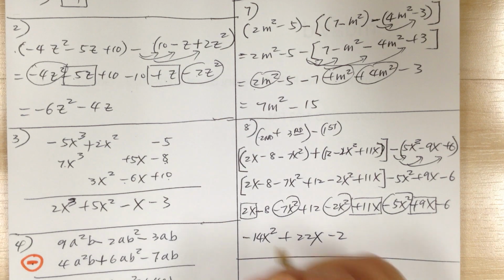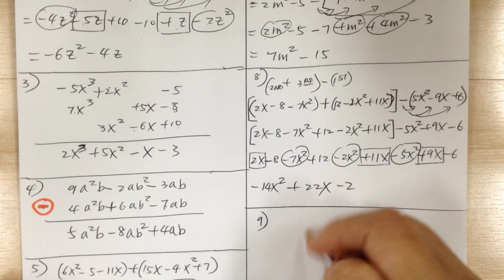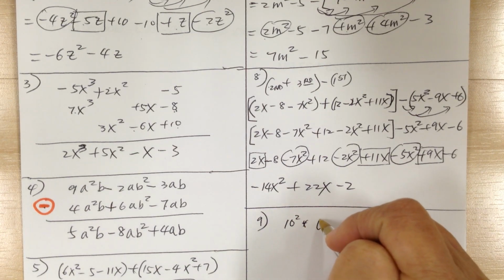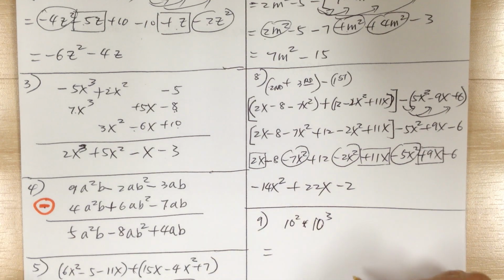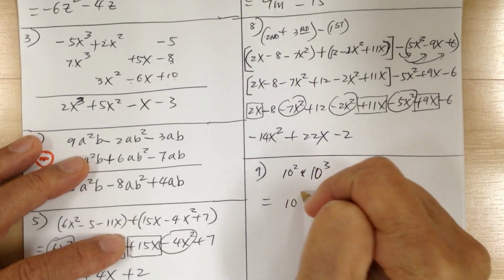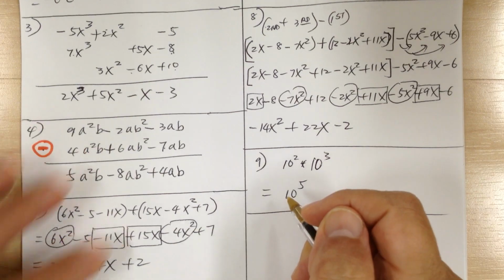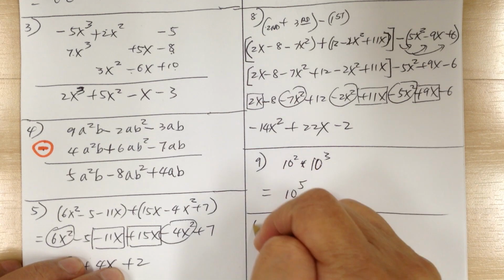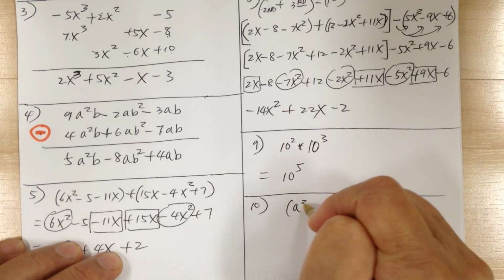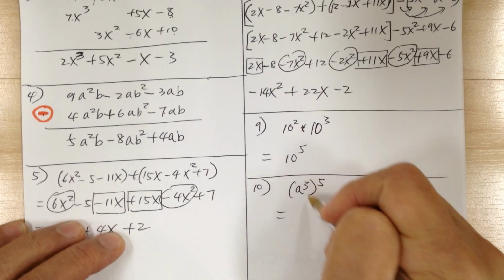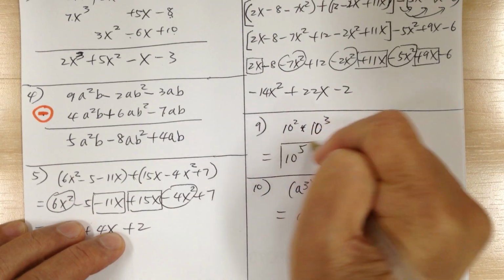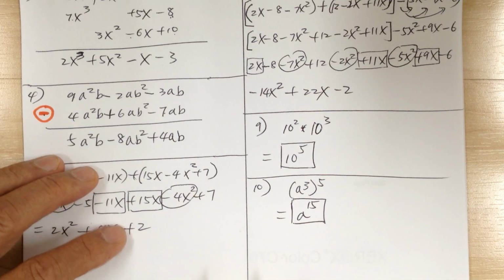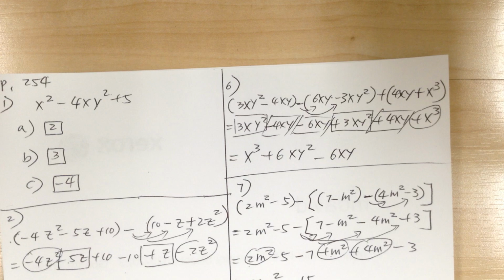Okay, let's go to number 9. Okay, number 9, you have 10 to the 2 times 10 to the 3. So this is a multiplication. You have to use a product rule, so it would be 10 to the 5. Okay. And number 10. You have a to the 3 to the 5. This one you have to use the power rule, so it'll be a to the 15. Okay, so easy answer, you can box them. And okay, let's go to the next one.